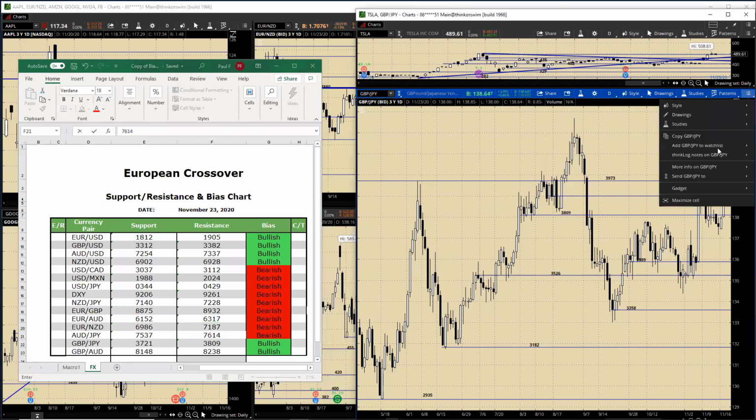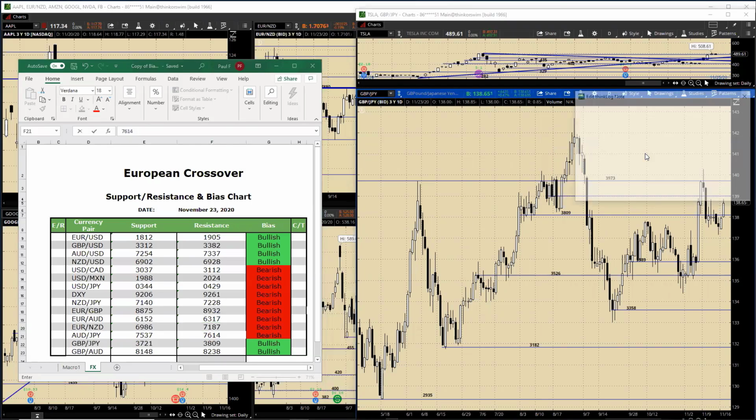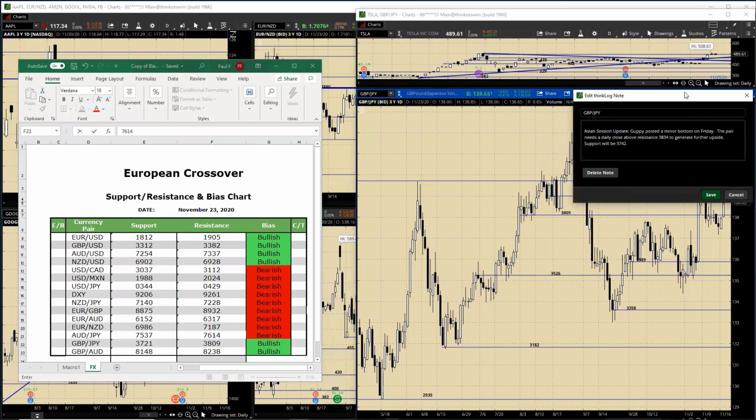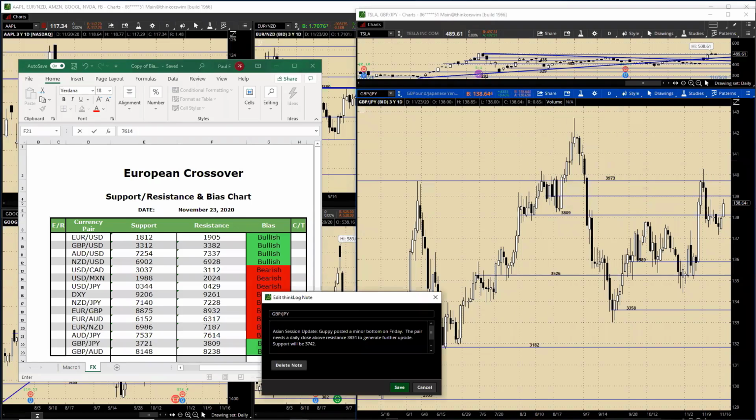And UK data is about to come out right now. So looking at the guppy, the pair posted a minor bottom on Friday. You see that right here. The pair needs a daily close above 38.34 to generate further upside. Support would be 37.42. So we have 38.34. We're actually above it right now.